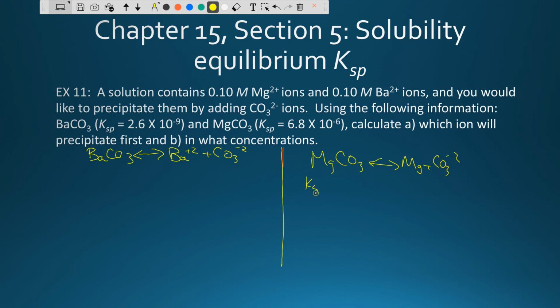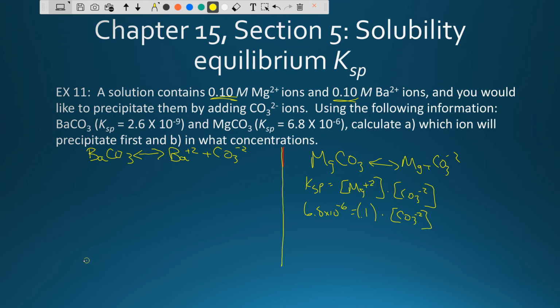And so my Ksp for this side, notice this is a 1 to 1 to 1, so that's going to be magnesium times my carbonate. And so I look up these values, or I've got the values actually provided in the problem. 6.8 times 10 to the negative 6 will equal 0.1, because I'm given the concentration with my magnesium as well as my barium. So my magnesium is there, and my carbonate, that's the unknown, so I'll just leave it as carbonate so I know what I'm solving for.